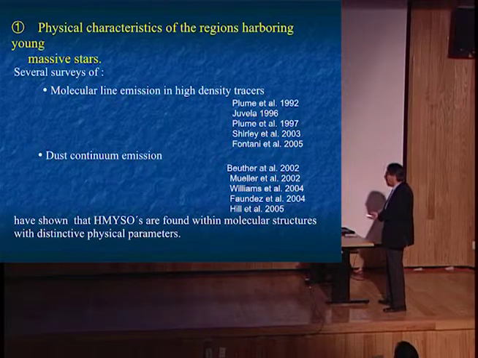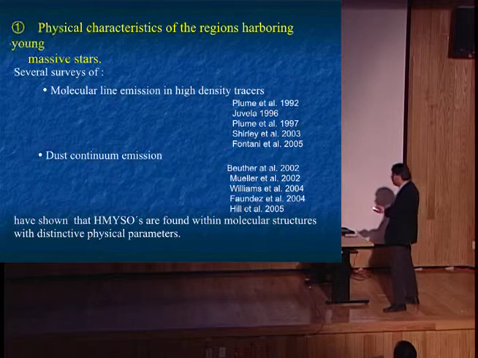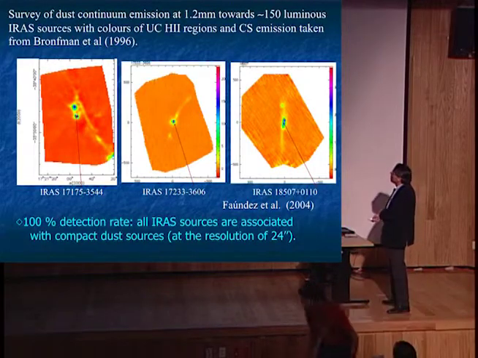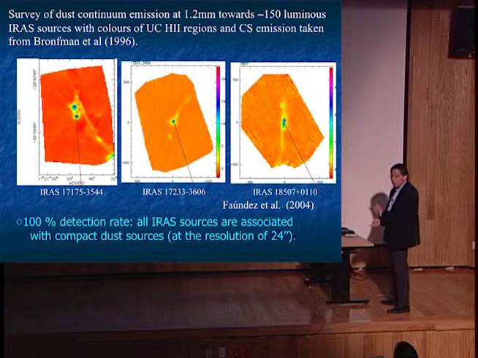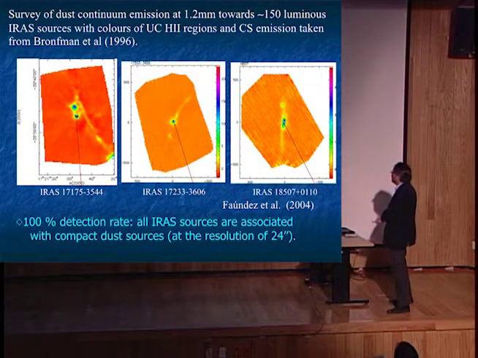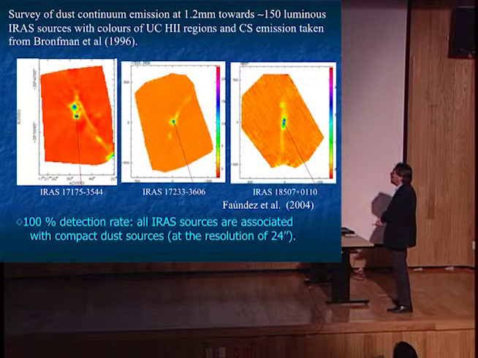As an example, I will take the survey by Faundez to illustrate this. It was a survey at 1.2 millimeter of 150 luminous IRAS sources with colors of ultra-compact HII regions, and they show also CS emission, implying that they have high-density gas.